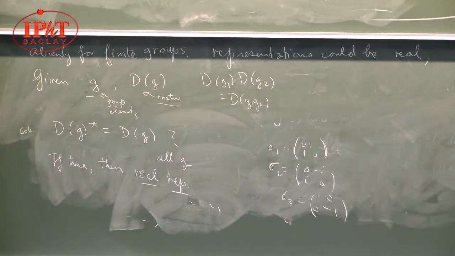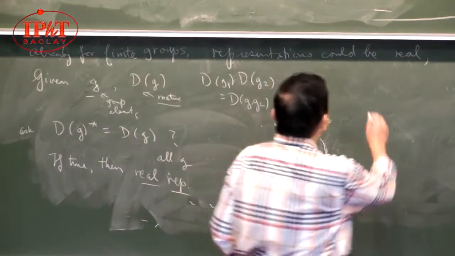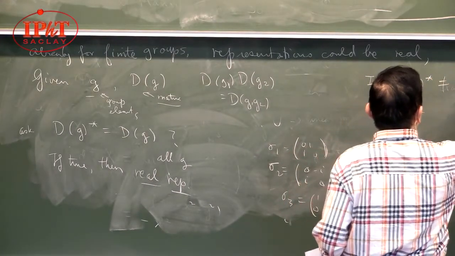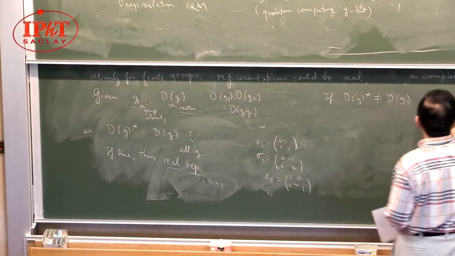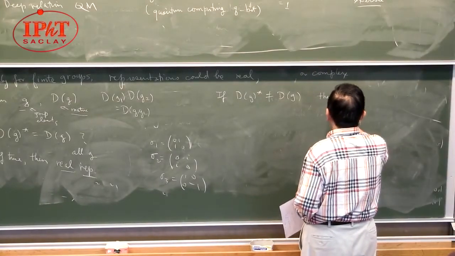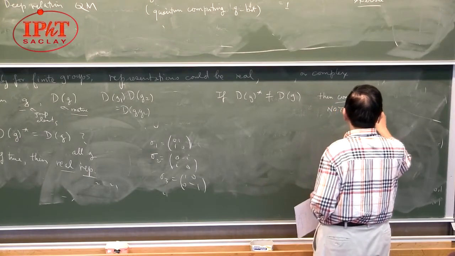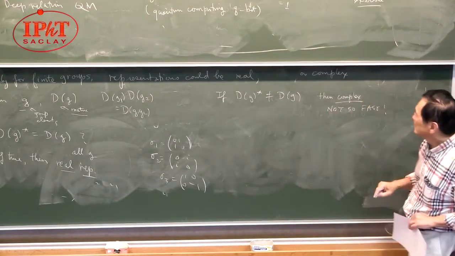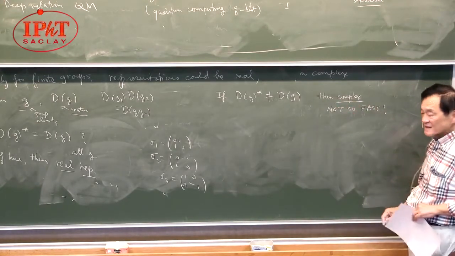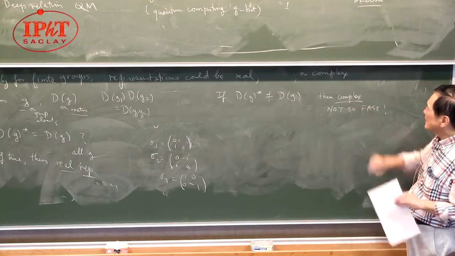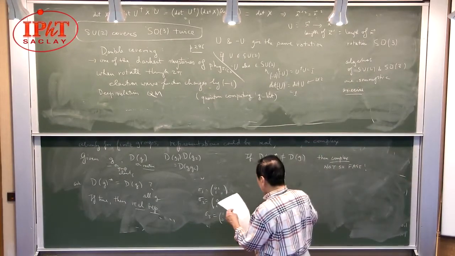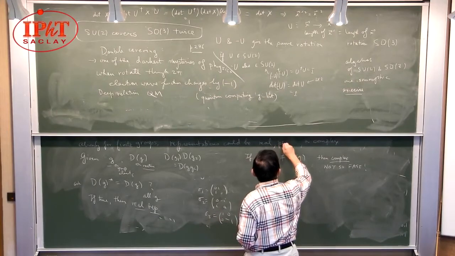Okay? Now, suppose D of g star is not equal to D of g, then you can say the representation is complex. But not so fast, because this is actually wrong. If you look at the representation matrices and you see that the entries are complex, you cannot say it's actually complex, because there's another possibility which I left out here. And this possibility is called pseudo-real.